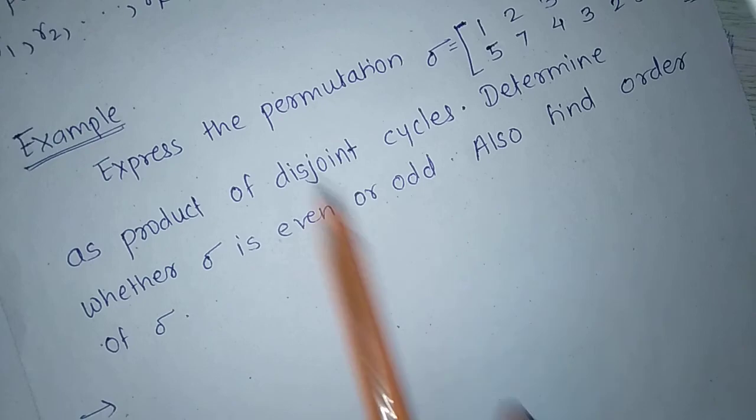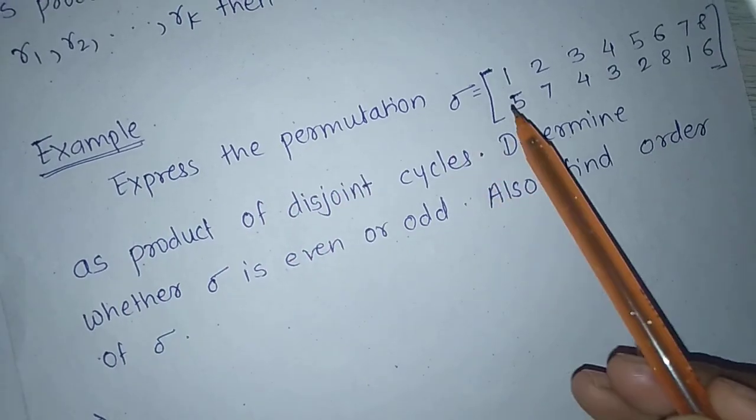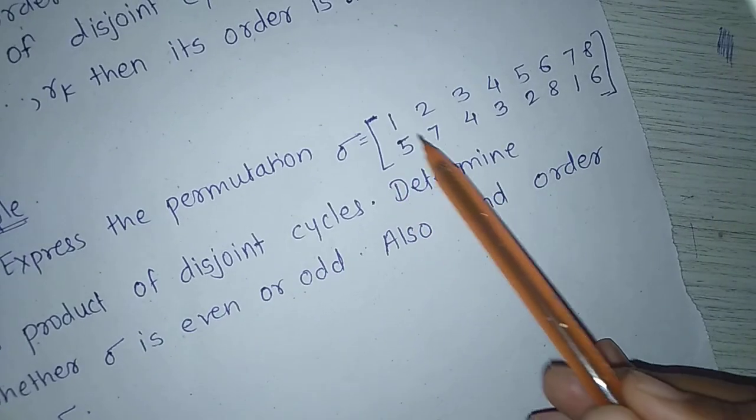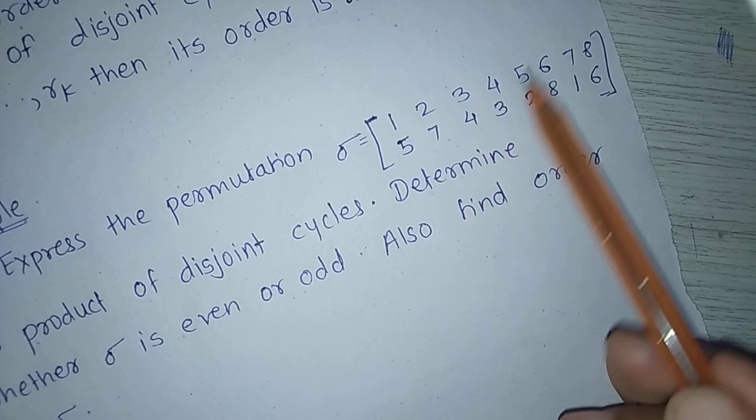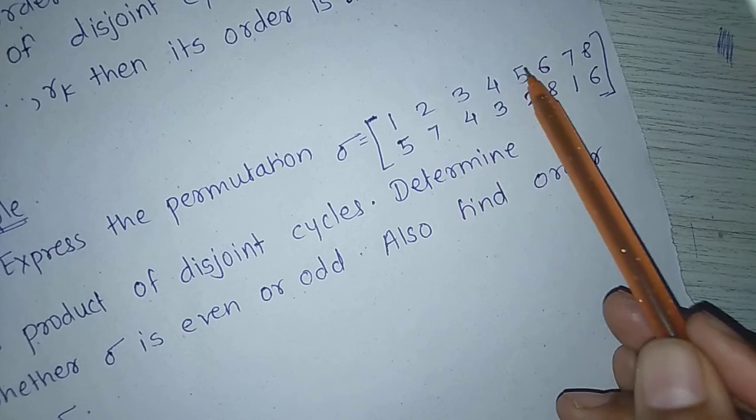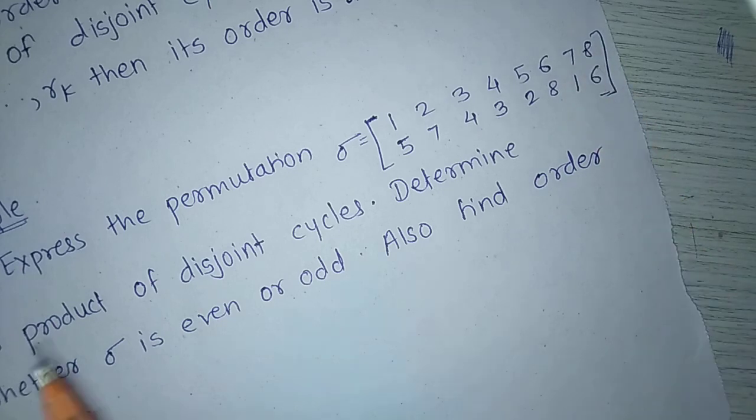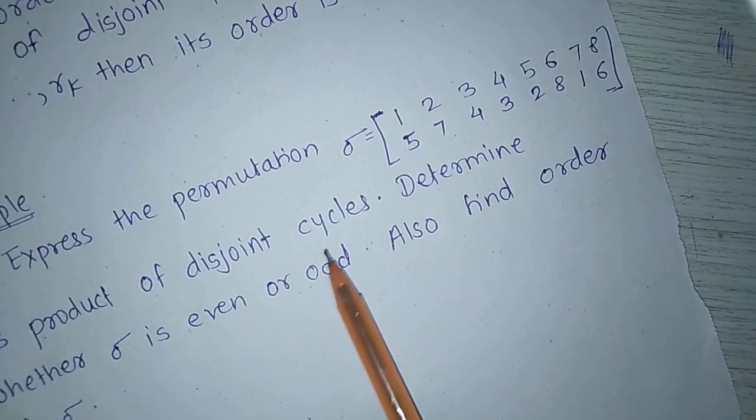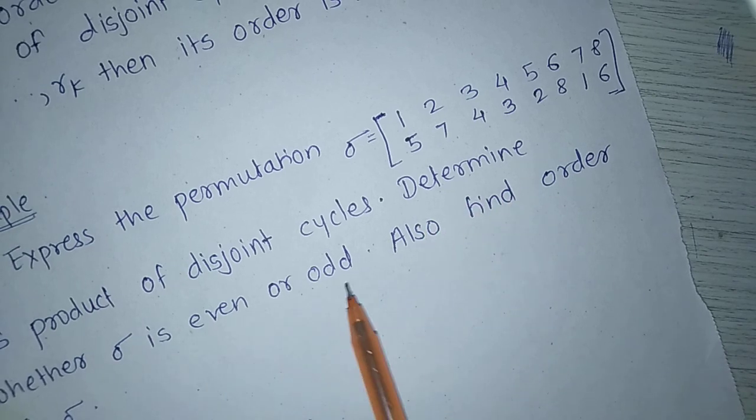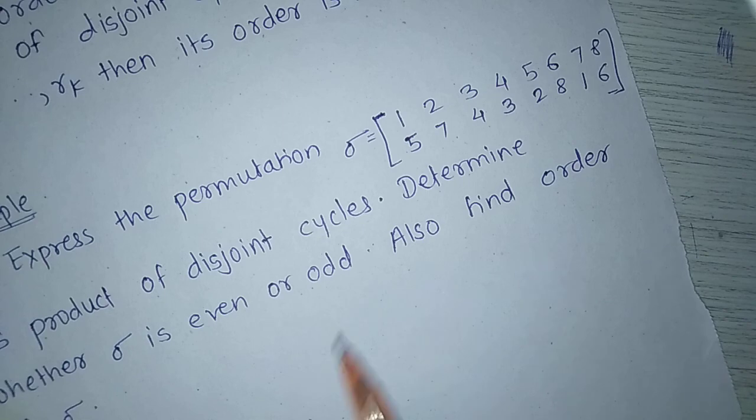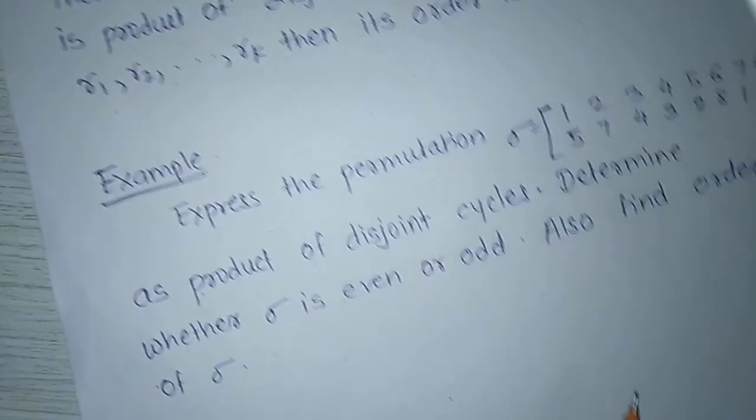For example, express the permutation sigma equals 1 goes to 5, 2 goes to 7, 3 goes to 4, 4 goes to 3, 5 goes to 2, 6 goes to 8, 7 goes to 1, 8 goes to 6 as a product of disjoint cycles. Determine whether sigma is even or odd. Also find the order of sigma.